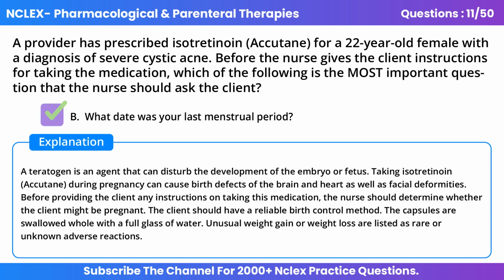A teratogen is an agent that can disturb the development of the embryo or fetus. Taking isotretinoin, Accutane, during pregnancy can cause birth defects of the brain and heart as well as facial deformities. Before providing the client any instructions on taking this medication, the nurse should determine whether the client might be pregnant. The client should have a reliable birth control method. The capsules are swallowed whole with a full glass of water. Unusual weight gain or weight loss are listed as rare or unknown adverse reactions.